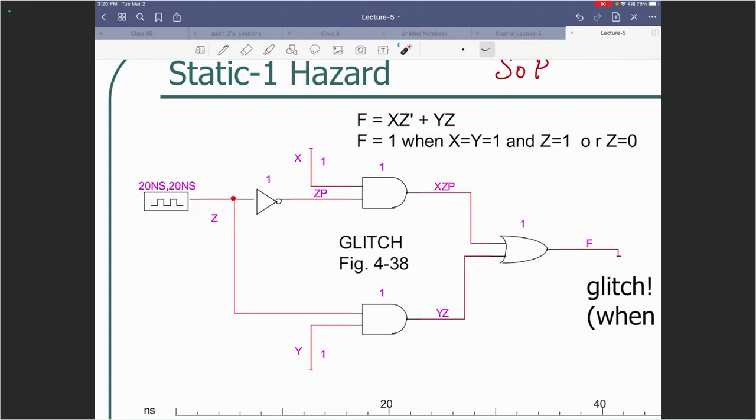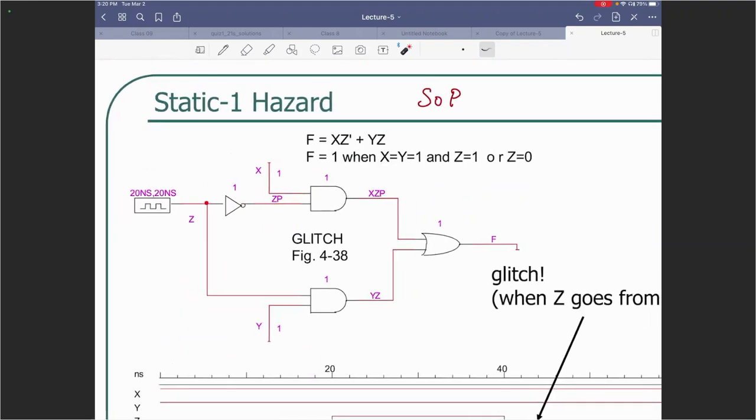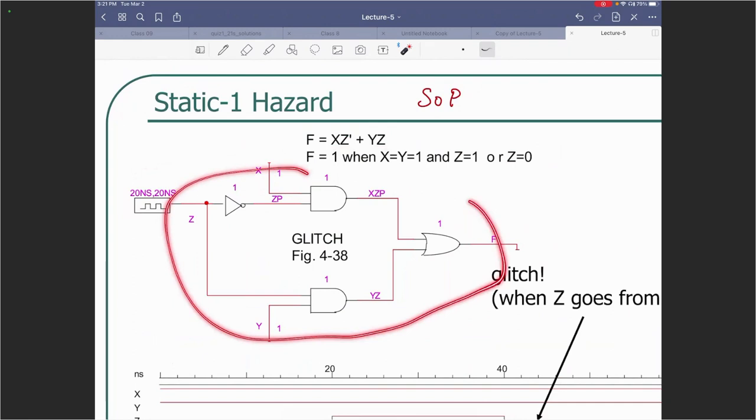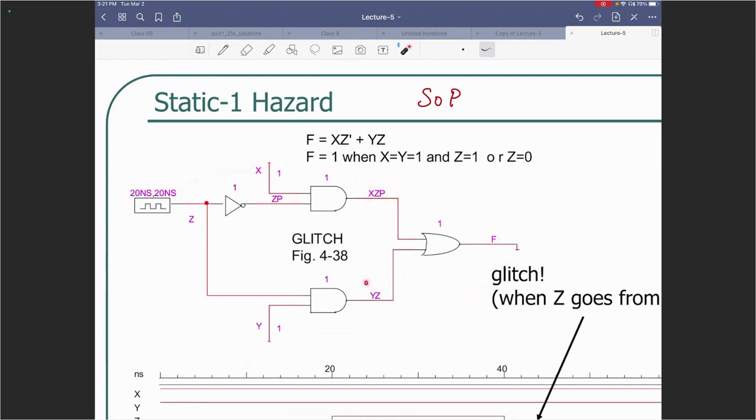Are we assuming wires are instant? Yes, we are. So we are assuming that the time it takes to go through a particular wire is zero. We are making that assumption because when you compare it with gate delay, it is negligible. So we are actually neglecting it and thinking of it as a zero. So the function itself, X and Z complement or Y and Z, is the function that we have drawn using this particular logic diagram. This is X and Z complement. This is Y and Z, and you are doing an OR to get the F.